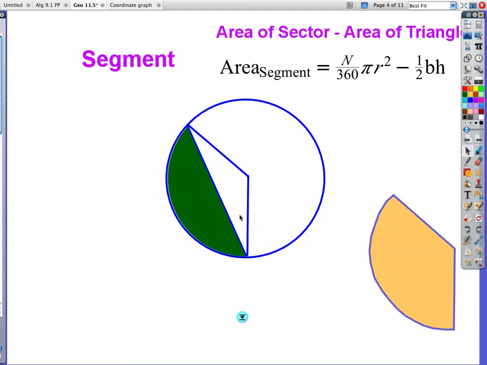So your formula is going to be the area of the sector, n over 360 pi r squared. That part you know, but now you're going to have to subtract out this triangle. The triangle is 1/2 base times height. Once again, you're going to have to divide up that triangle, find angles, maybe use trig, maybe use 30, 60, 90, or 45, 45, 90, depending on the numbers and the angles. So it's all going to come at you.